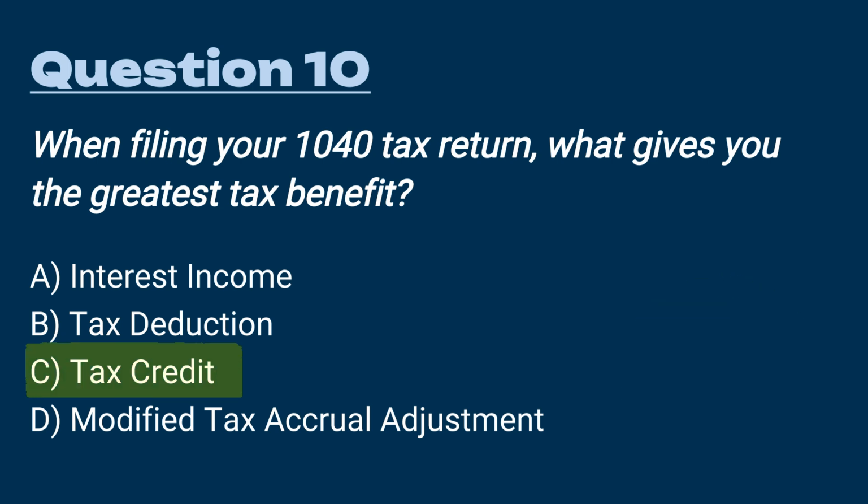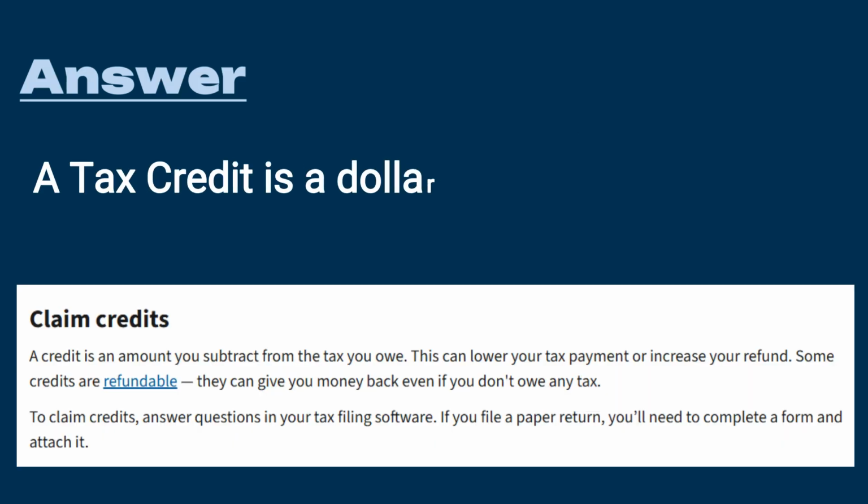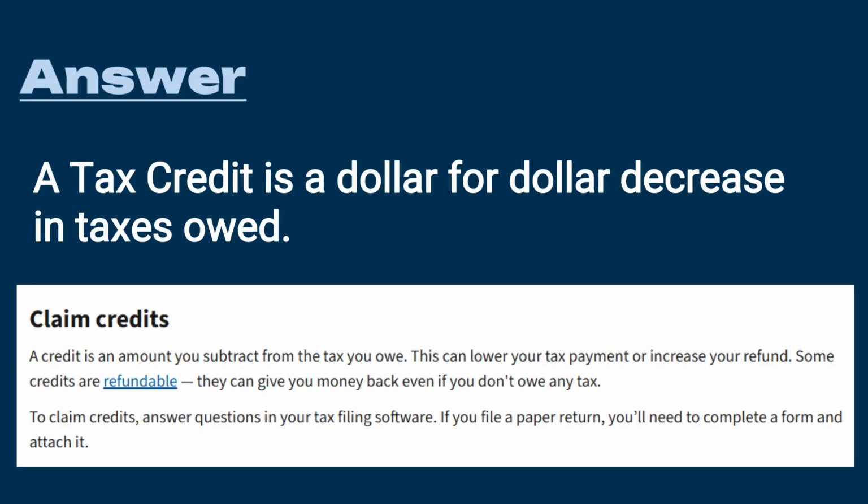The answer is C, a tax credit. A tax credit is a dollar-for-dollar reduction of taxes owed. Unlike a tax deduction, which lowers your taxable income and is less impactful than a tax credit. For example, if you owe $10,000 in taxes and you have a $5,000 tax credit, you only owe $5,000 in taxes. All right, that is our tax quiz.